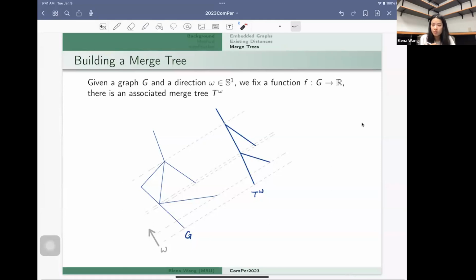And then we can start building our merge tree by counting the number of connected components of the graph induced by the sublevel sets. Here, our first component gives the first leaf. When we move upwards on the height function, we find our second connected component, and thus it generates another leaf. These two components merge at this point. And just slightly before they merge, we pick up a third branch.